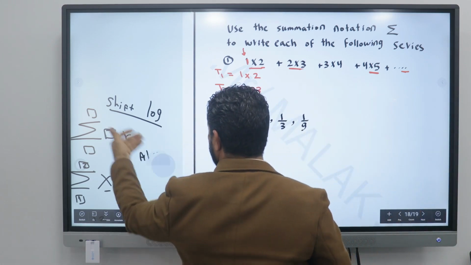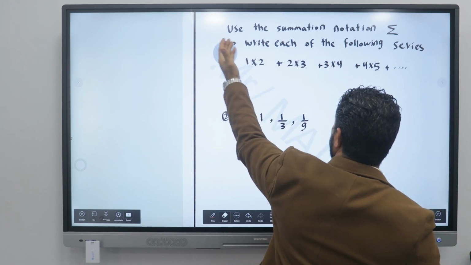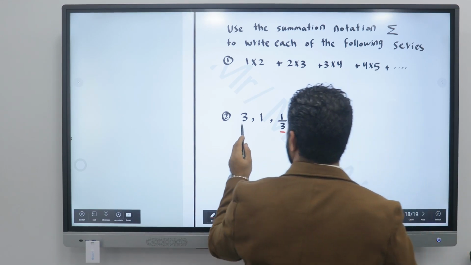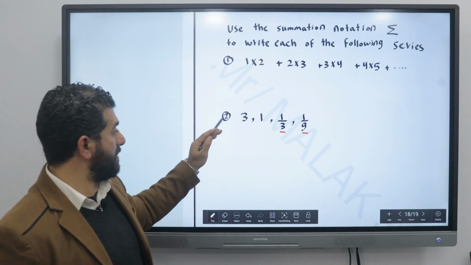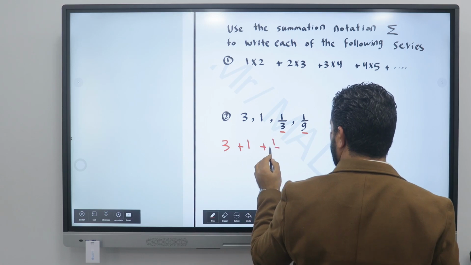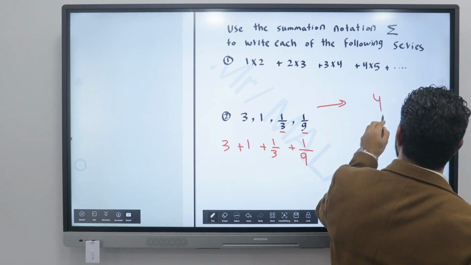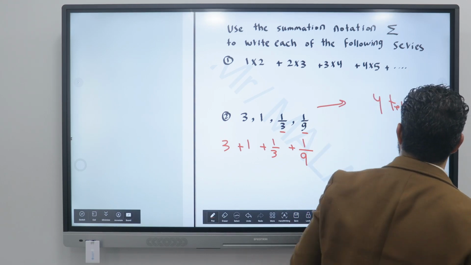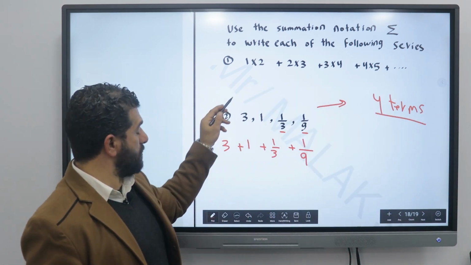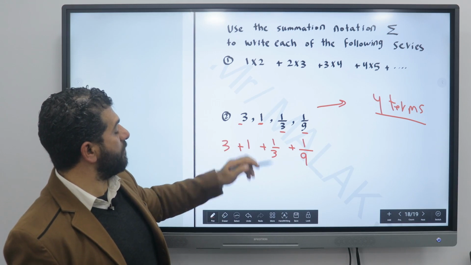The next question here. We have here 3, and the next one is 1, and the one after it will be 1 over 3, and after it 1 over 9. What is the sequence here? I want to find the sum of all terms: 3 plus 1 plus 1 over 3 and plus 1 over 9. So first of all, there are 4 terms. And in the sequence, the first term is 3 and the second term is 1. So what is the nth term of this sequence?